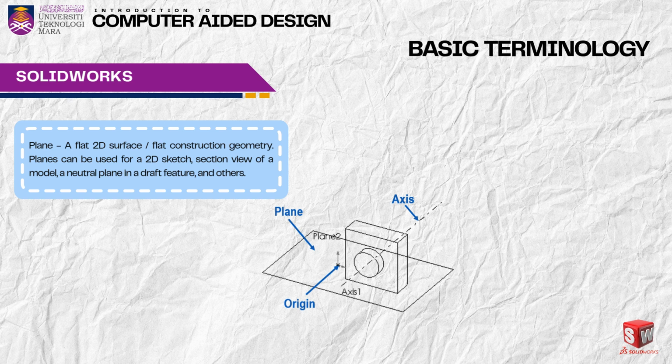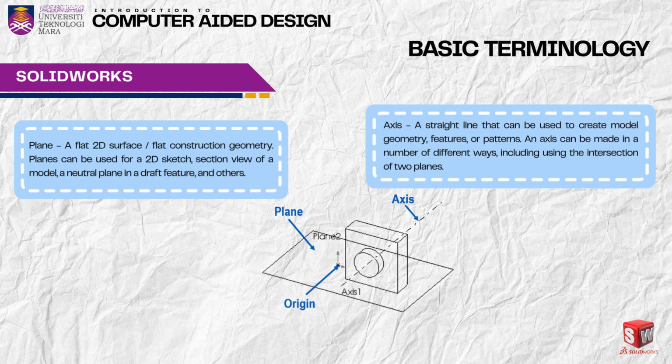For example, when you want to draw the base of a table, you'd start by sketching it on a horizontal plane. Planes can also be used for creating section views of a model, like cutting a part in half to see its internal structure. Second, we have axis. An axis is a straight line, like an imaginary skewer, that can be used to create or position model geometry, features, or patterns. For example, if you want to create a cylindrical object, you'd revolve a 2D sketch around an axis. Axis can be generated in various ways, such as by intersecting two planes.